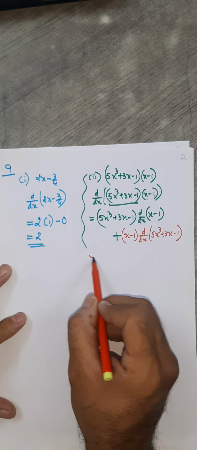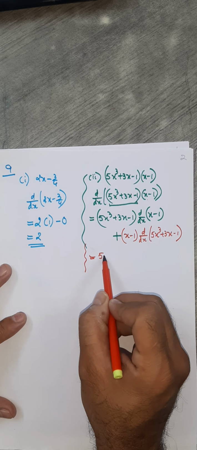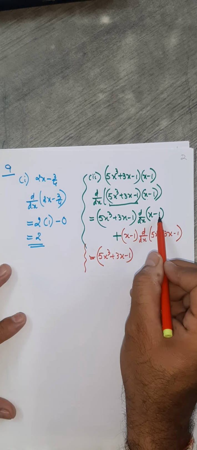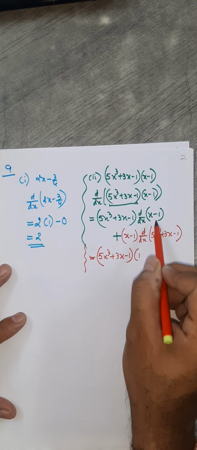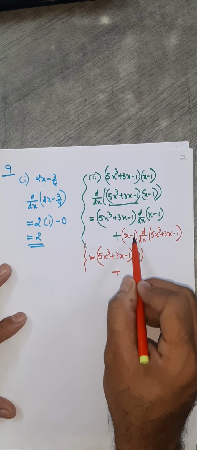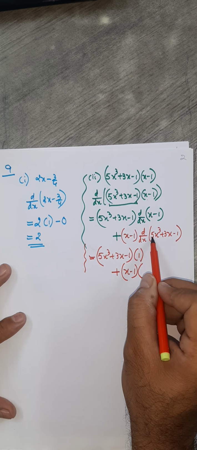So now we are differentiating. Here we have just used the product rule. 5x cube plus 3x minus 1. Differentiation of this: derivative of x with respect to x is 1. Derivative of 1, being constant, is 0. Plus here x minus 1 as it is. Differentiation of this, 5 as it is.